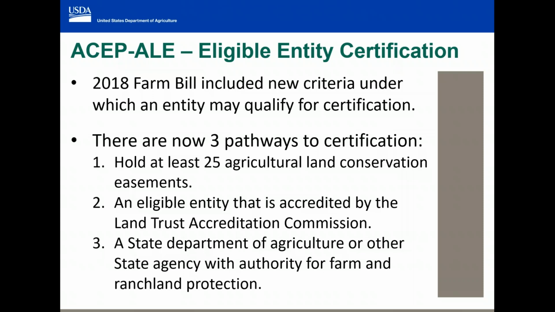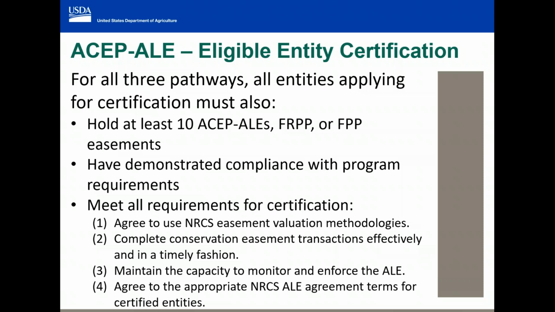That said, if an entity falls outside of that first pathway of holding at least 25 agricultural land easements, that still exists. That's still available for any entity interested in certification. And so for all three of those pathways, whether you're coming in with 25 easements generally, you're an accredited land trust, or you're a state agency, there are additional criteria that must be met for any entity requesting certification under ACEP-ALE, and that includes that the entity hold at least 10 ACEP agricultural land easements or predecessor program easements, FRPP, Farm and Ranch Land Protection Program easements. So for example, previously the requirement was 5, that was changed to 10 in the statute, so that's now been replicated for all three pathways.